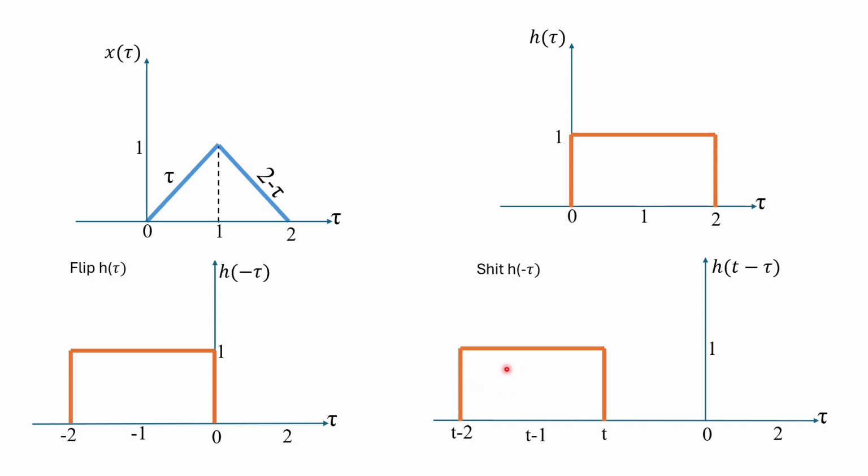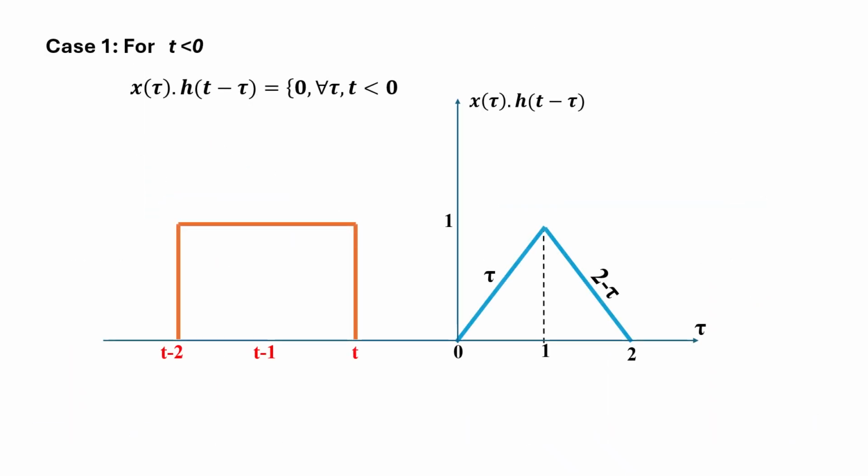Now, we time shift the signal h of t minus tau for each value of t, and then we find the product x of tau into h of t minus tau for every value of t. So now we will consider the different cases of t. So first let us take t less than 0.